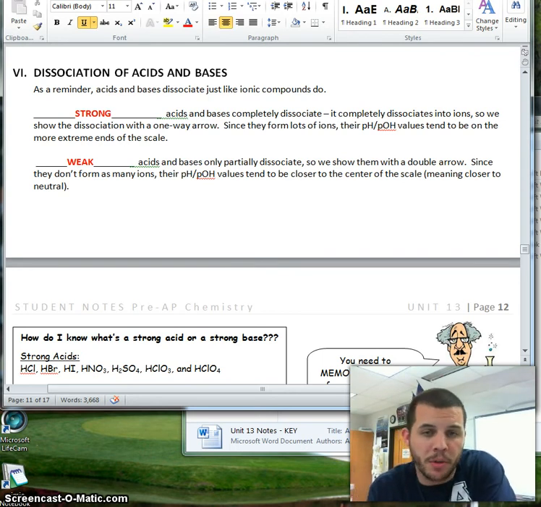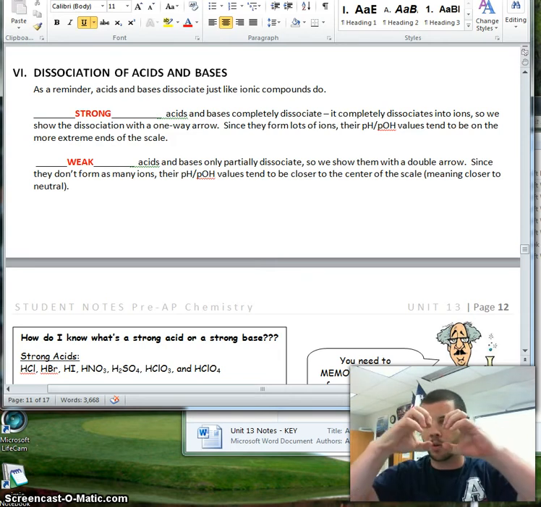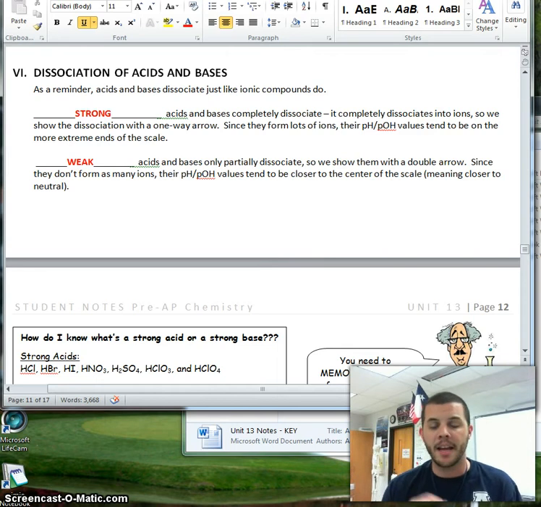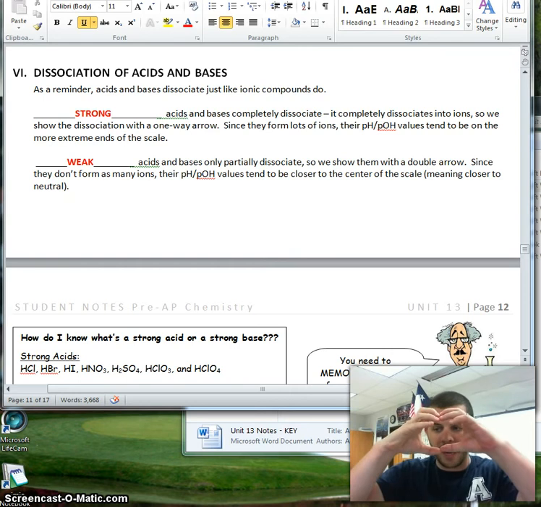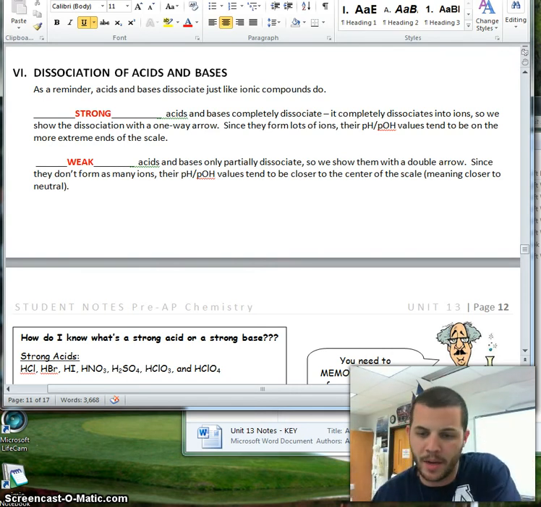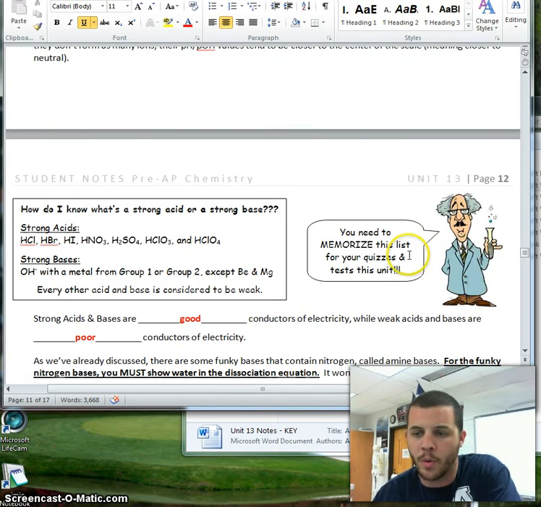We also remember from our solutions unit that when we have a strong acid or a strong base, those are going to dissociate completely, or 100%. And a weak acid or a weak base is only going to partially ionize, meaning a lot of it's going to stay together, some of it will dissociate into its separate pieces. So how do we know what's a strong acid and a strong base?